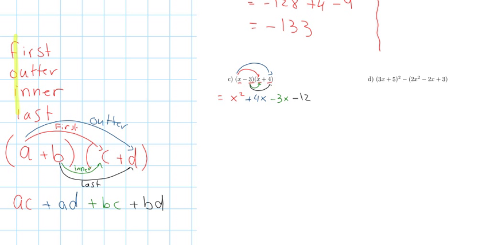Now, when I'm done this, I have to look at, do I have like terms? Do I have terms that I can collect together? 4x and negative 3x are like terms because they have the same letter with the same exponent. So this can be simplified to x squared plus x minus 12. Are we good?